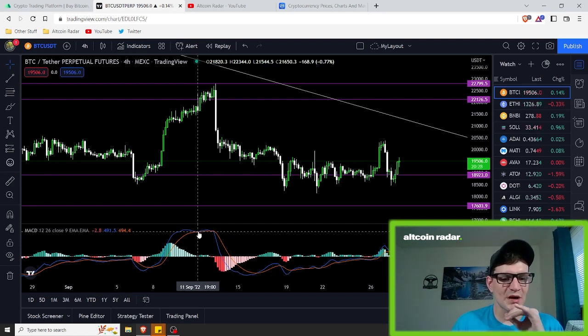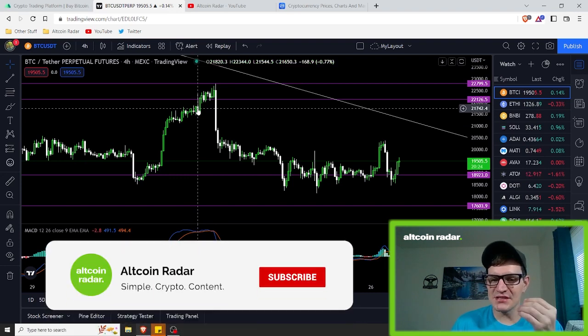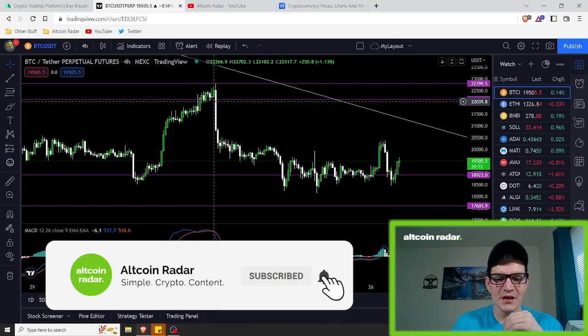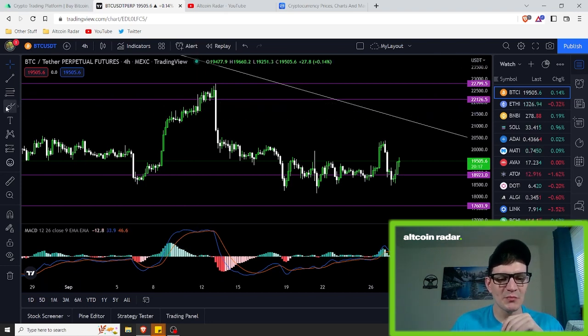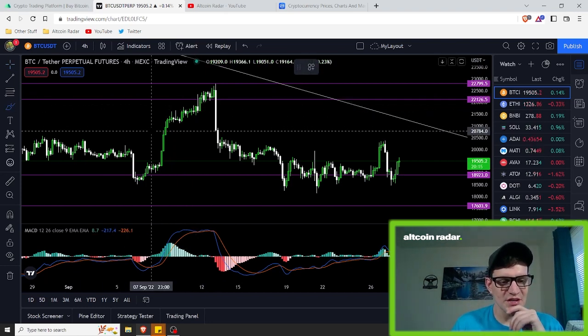Now, most people probably would have sold right here because it looks like it's about to cross, okay? But if you didn't sell, then you probably could have sold right up here as it crossed again when it went a little bit higher. But again, you guys, most people probably would have sold right here. So we'll go ahead and check these out.